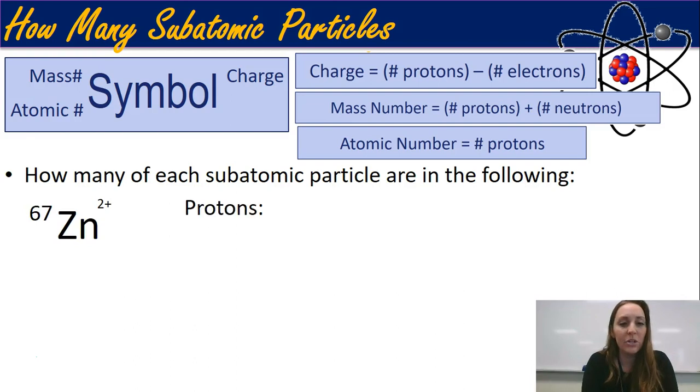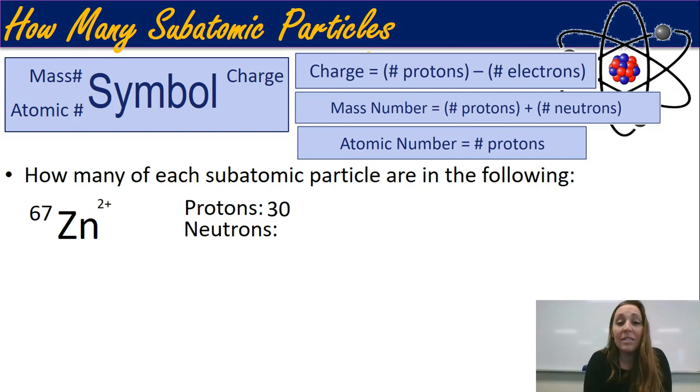All right, so let's start with protons. So this is Zn, which is zinc. So it's really easy to find the number of protons because you just find it on the periodic table. So the protons is equal to the atomic number, and that's 30.